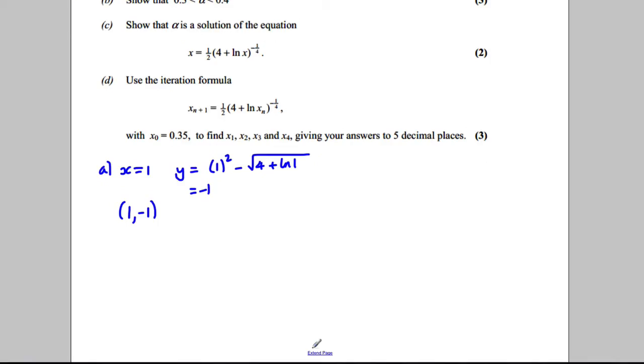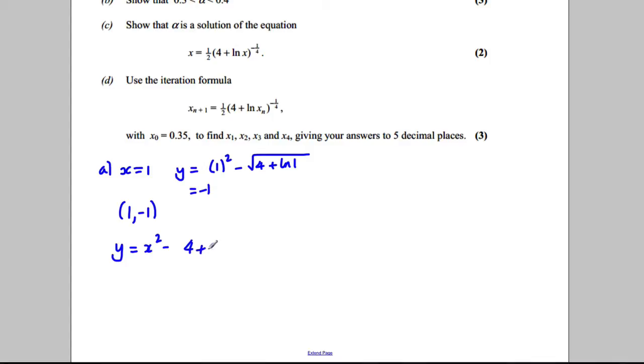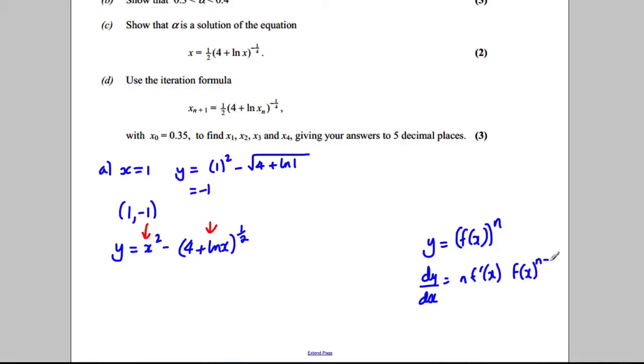Next thing, let's do the differentiation. So y is equal to x squared subtract this thing here, which is 4 plus natural logarithm of x, and write it in index form to the power of a half. So let's differentiate this. Now this is a simple differential here, and this one we're just going to use the chain rule. So remember what the chain rule says, just a reminder: if y is some function of x to the power of n, the chain rule says that the differential of that function of x to the power of n, you bring down the n, you differentiate the original function inside, so f dashed x, and you keep the function f of x, but you reduce it by a power of 1.